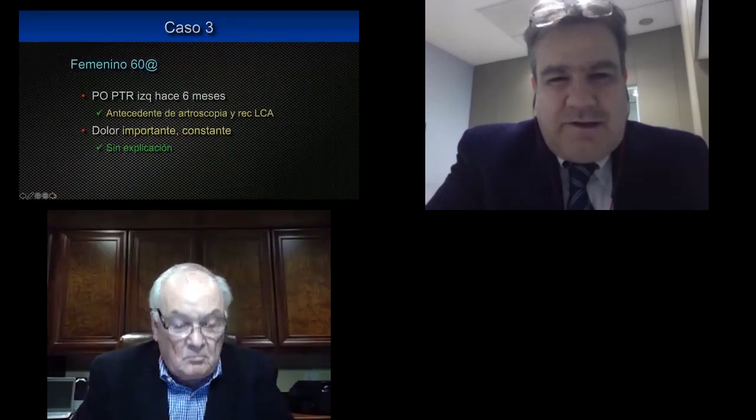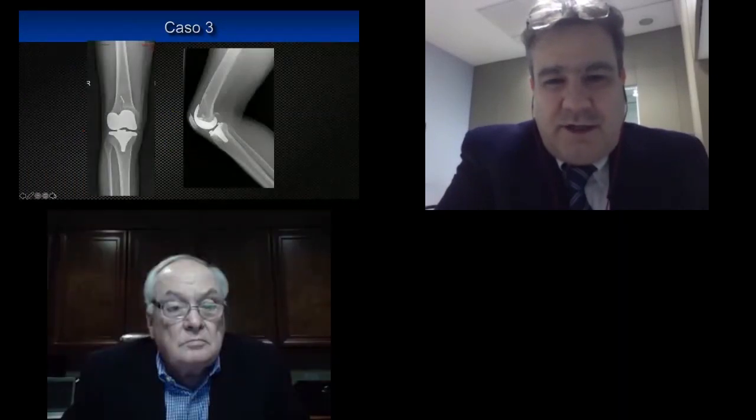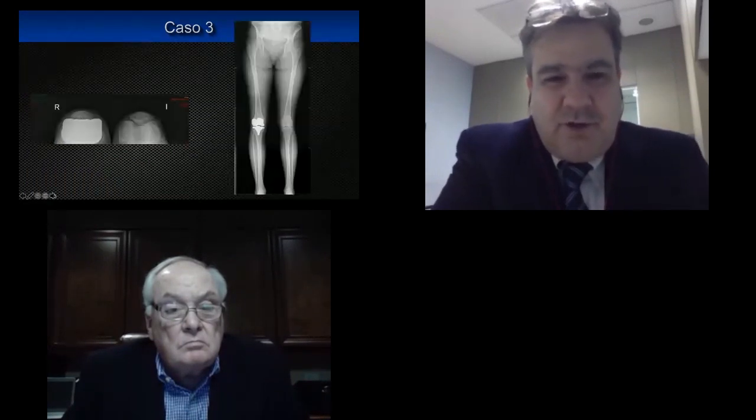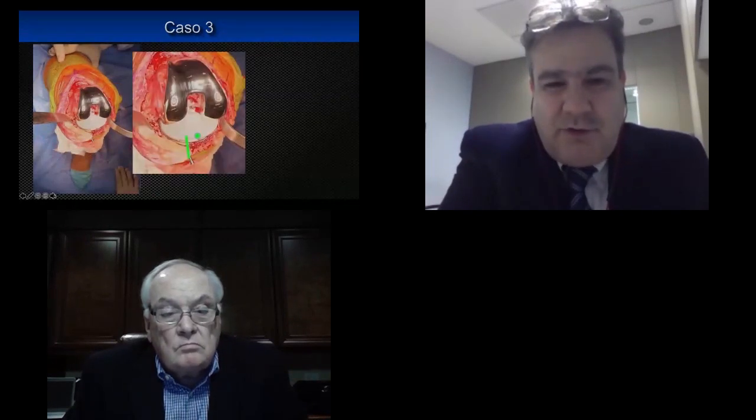El caso es nuevamente similar. 60 años, 6 meses con dolor constante desde el día 1 de su cirugía. En las proyecciones AP y lateral no parece haber una mala alineación en el sentido coronal ni sagital, no existe maltracking y sí parecería haber sospecha de malrotación de los componentes. En cirugía, nuevamente corroboramos que ambos están en malrotación interna.